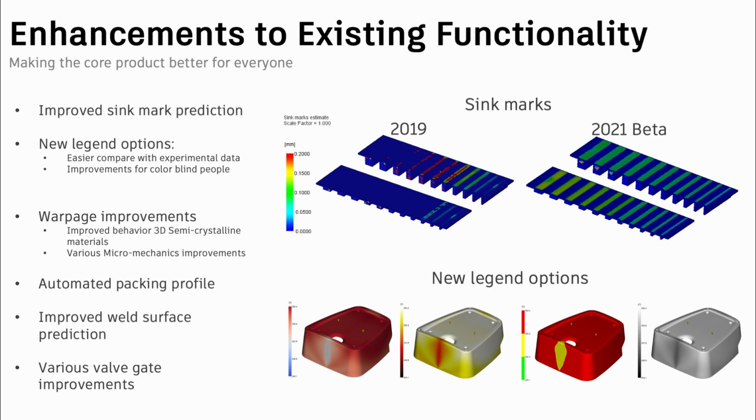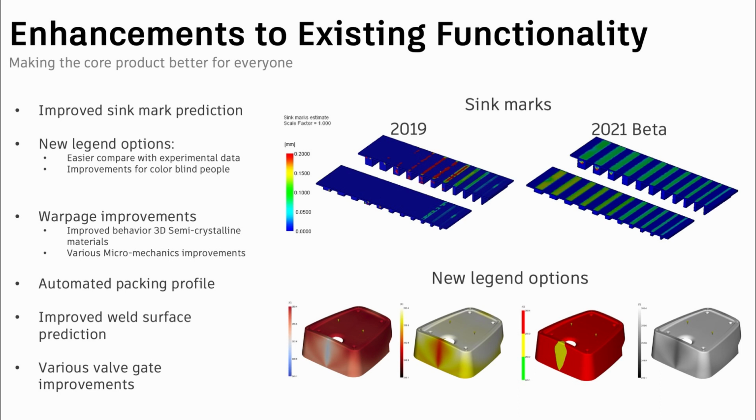default packing profile, or that you actually might have to rerun the packing because, let's say, after the analysis completed, you determined that the part didn't pack out completely, so we needed to extend the packing profile, and therefore you have to rerun the whole analysis again. So this hopefully should get you better warp results from the beginning without actually having to rerun the analysis.